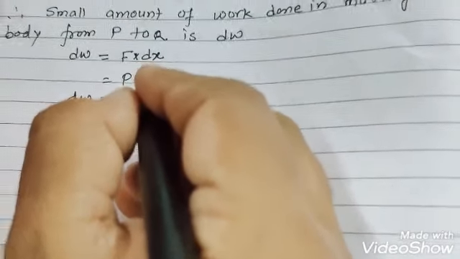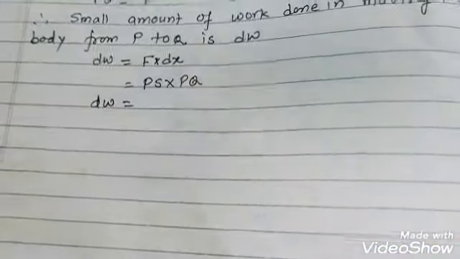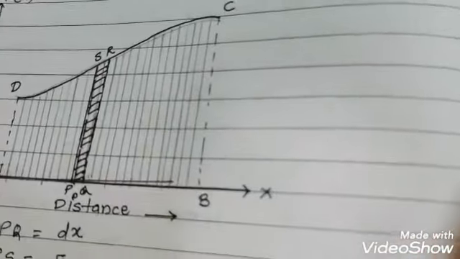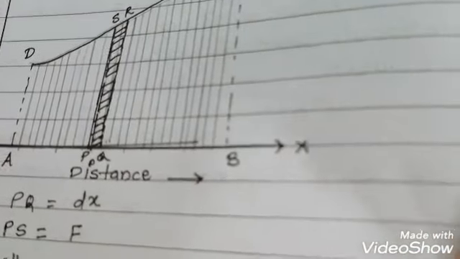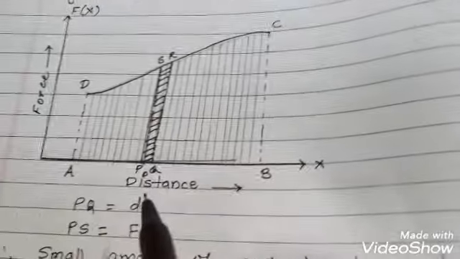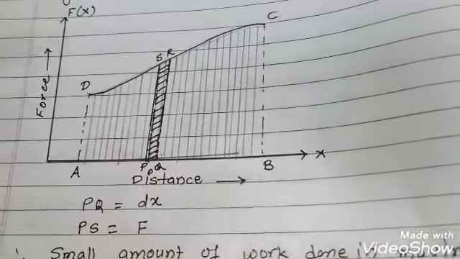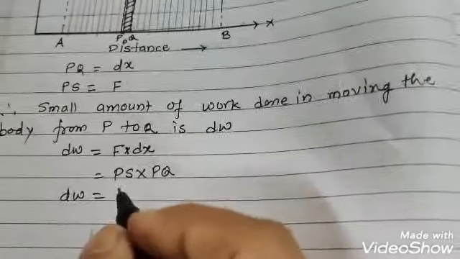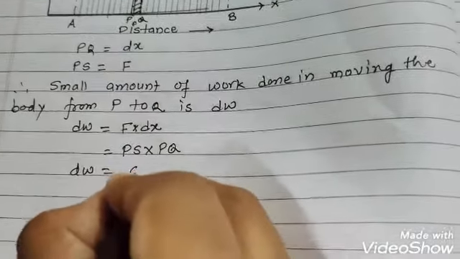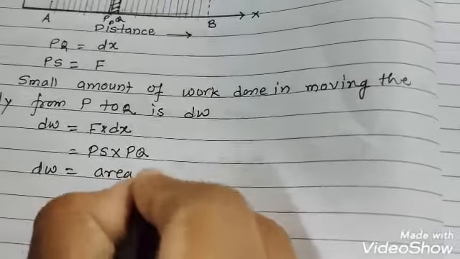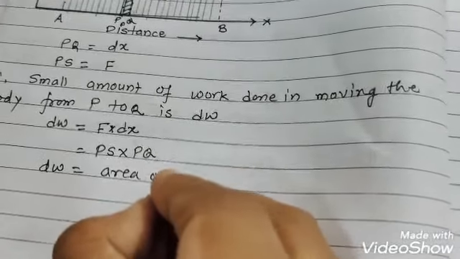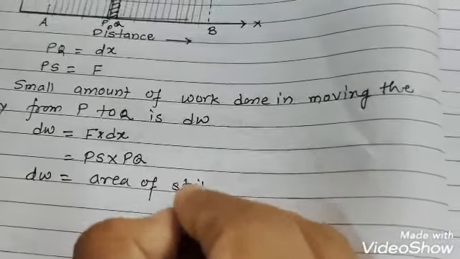If you consider the rectangle PQRS, you can say that PQ multiplied by PS is length into width. So length into width will give you the area of the rectangle, or the strip, PQRS.